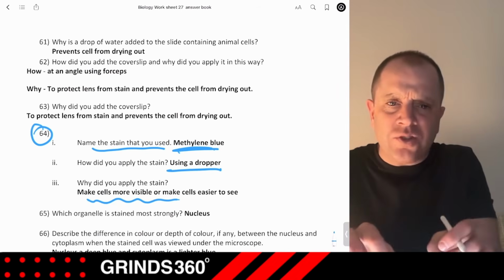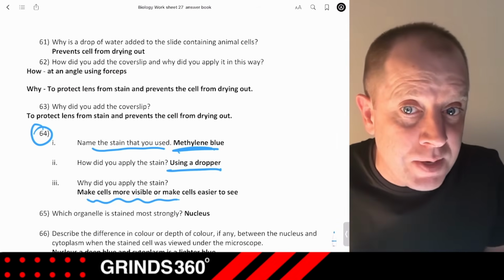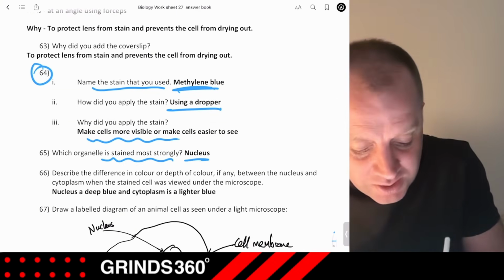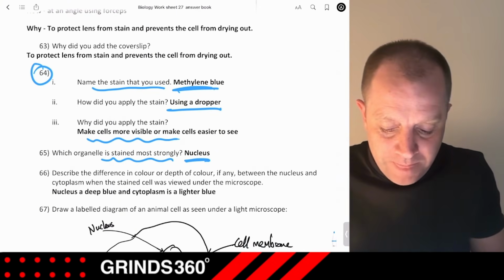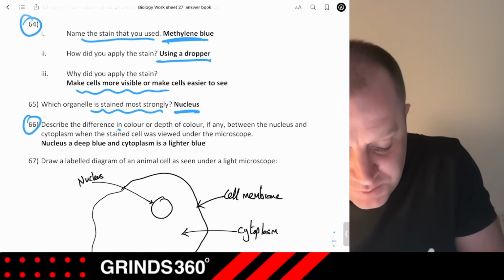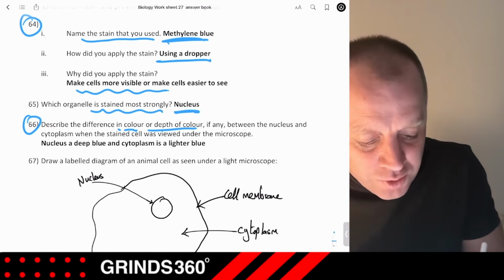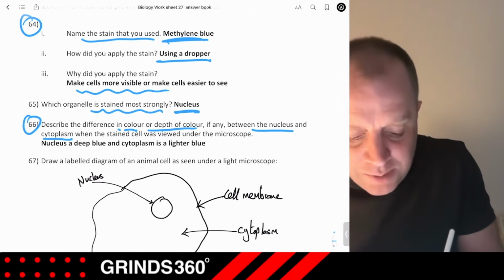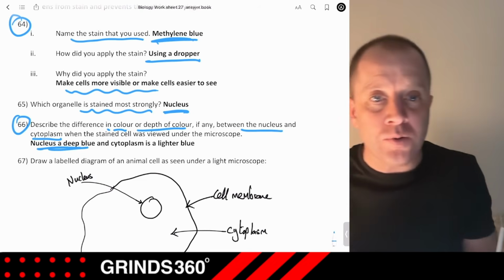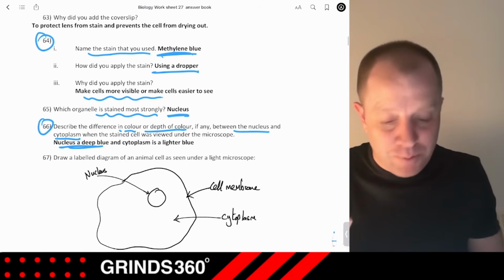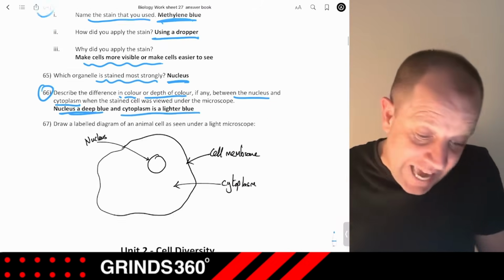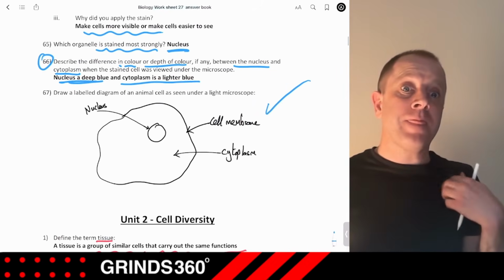The reason why these questions are here is because they've all come up in your Leaving Cert higher level papers. Which organelle is stained most strongly? It's the nucleus. Look at this question here, question 66. Describe the difference in depth of color between the nucleus and the cytoplasm when you viewed the animal cell. The nucleus is a deeper blue, or if it was a plant cell, it would be a deeper orange. The cytoplasm is the lighter blue. Again, you draw your simple diagram.